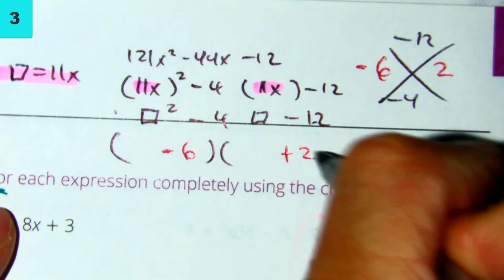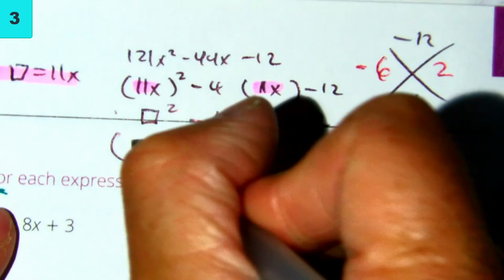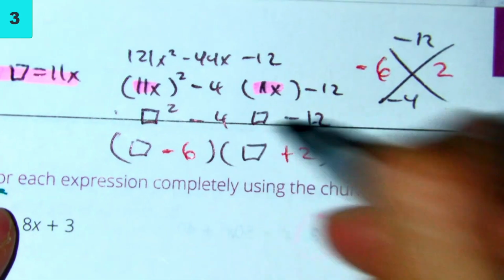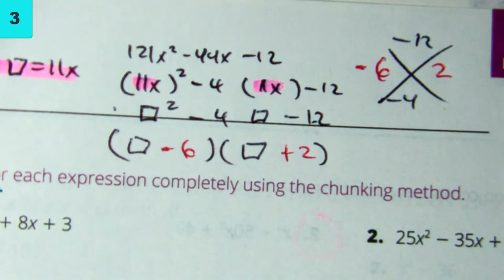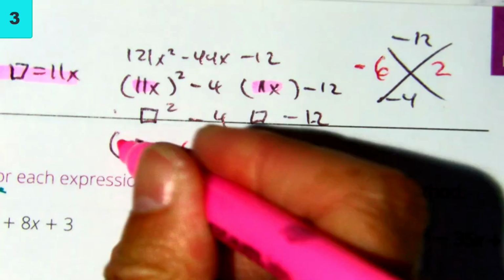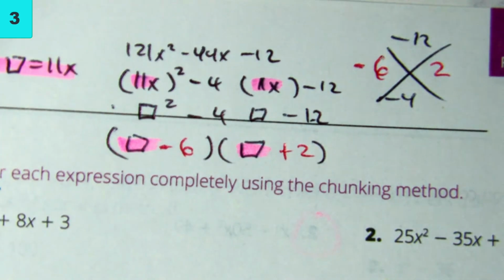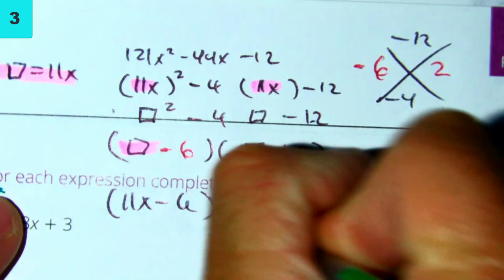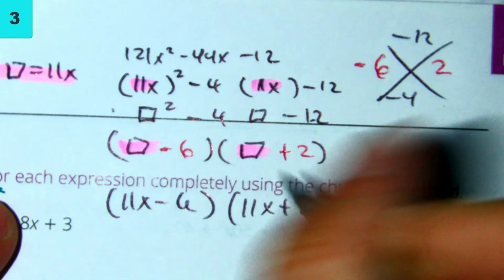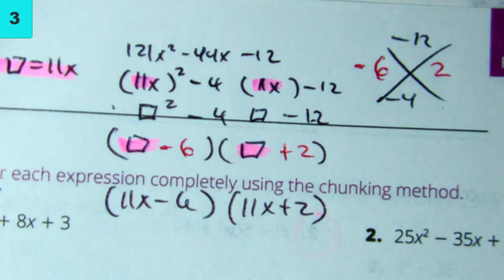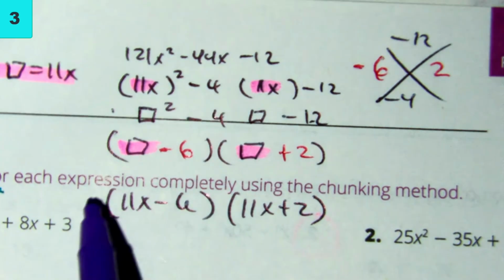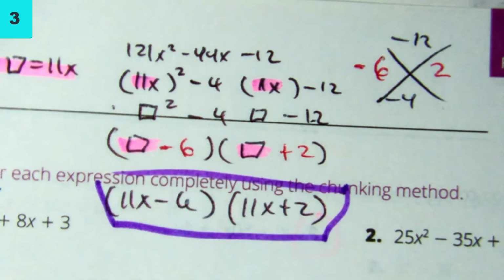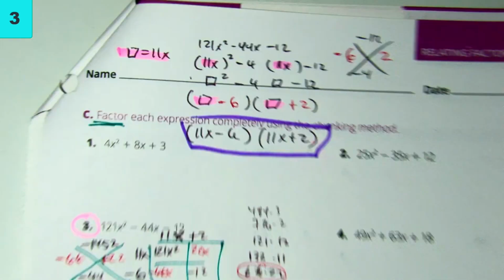So I just put the box back there, right? Box minus 6, box plus 2. And then we just do our substitution again. Your box is equal to 11x. Raise your hand if you thought X-box was easier. Raise your hand if chunking was easier. In this problem it was, but I wanted to prove to you that you can actually do both methods.